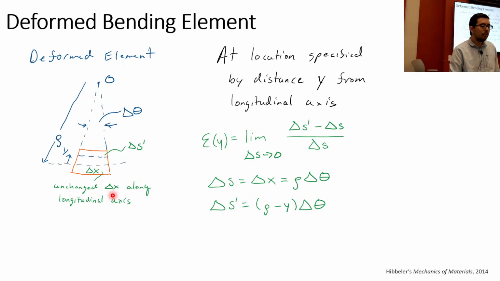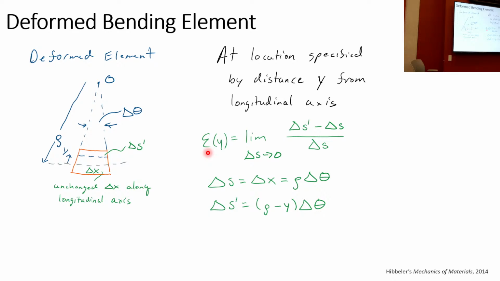Okay, so if we're interested in figuring out the strain, now what is the strain? This strain is a function of y, but it's not in the y direction. The strain is in the longitudinal direction. It's in the delta X direction. Okay, it's in the X direction. So that's the strain coming across here. How do we do it? Well, what's the definition of strain? The definition of strain is change in length over initial length.